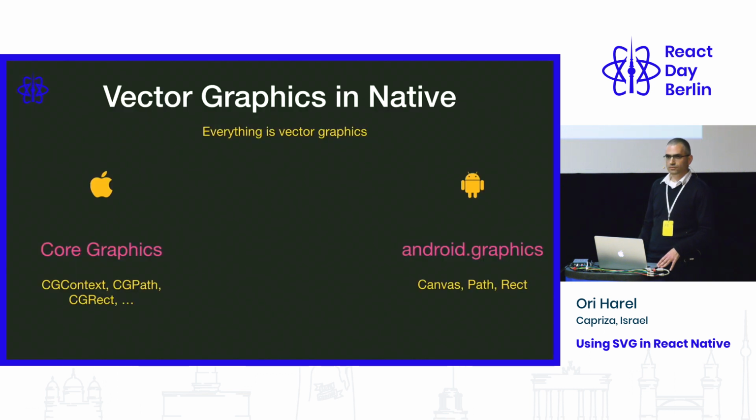And now moving to native, mobile native actually. So Android and iOS are already using vector graphical systems. This is how you see graphics components on screen. Aside from images, PNGs and JPEGs, everything is vector graphics already. So those are the packages that are in the SDK, the Core Graphics and the android.graphics.